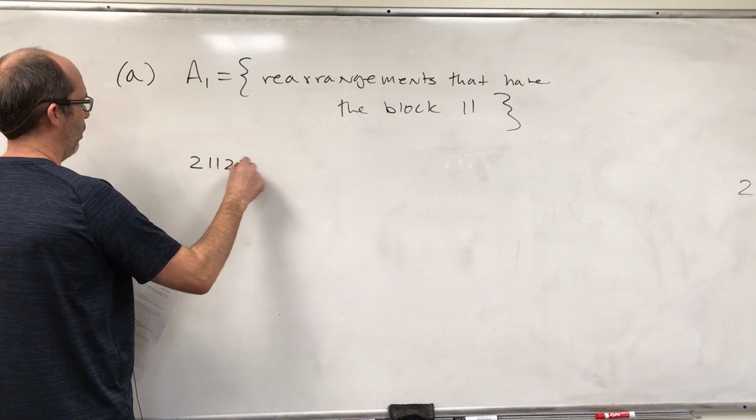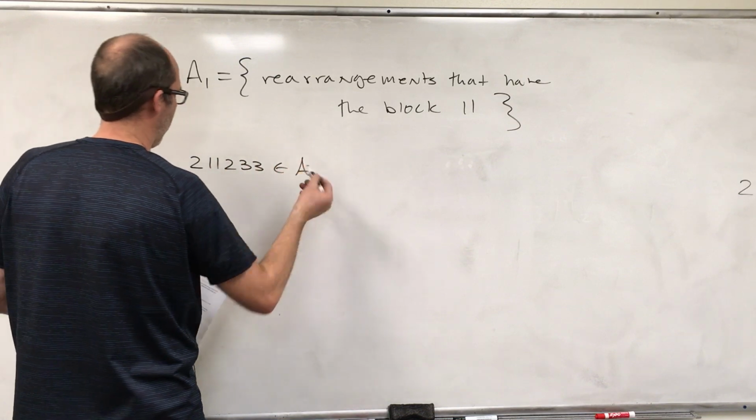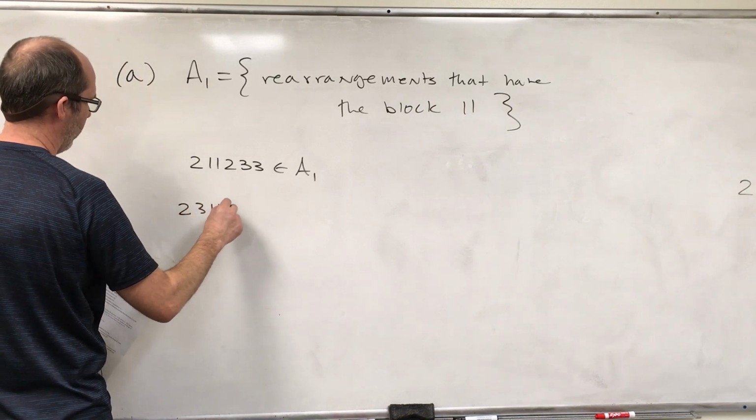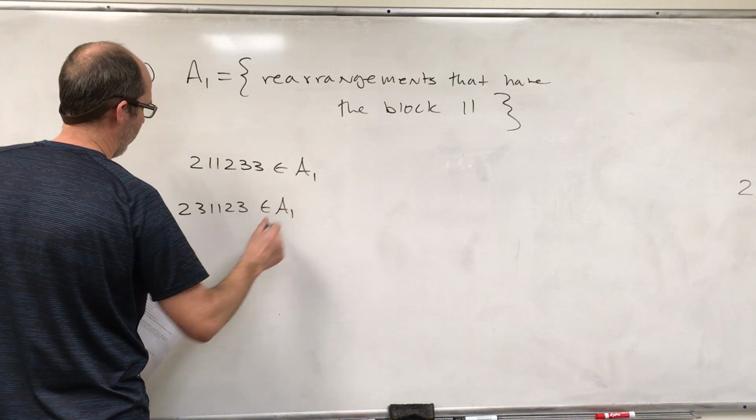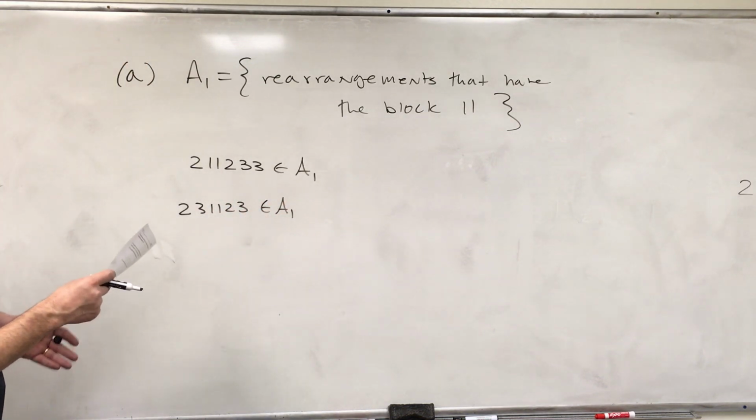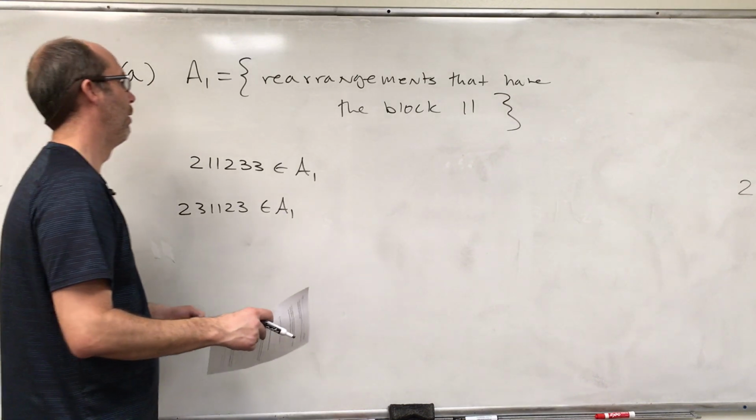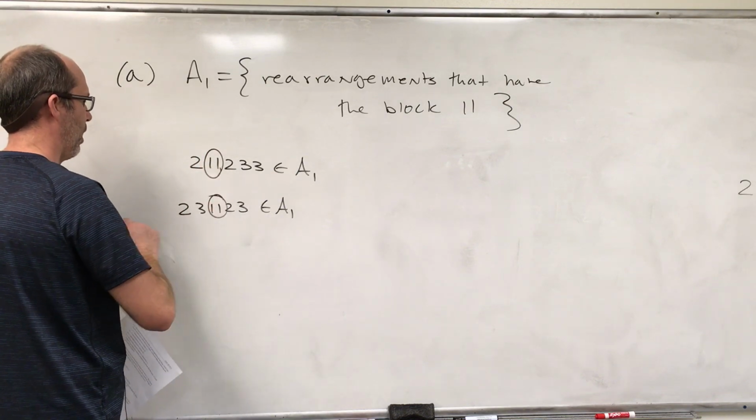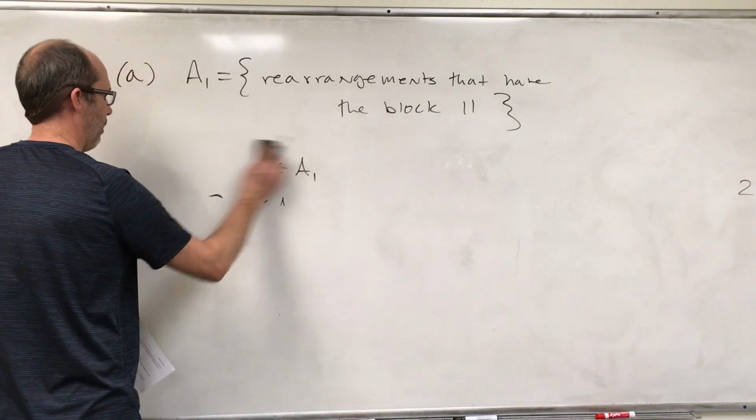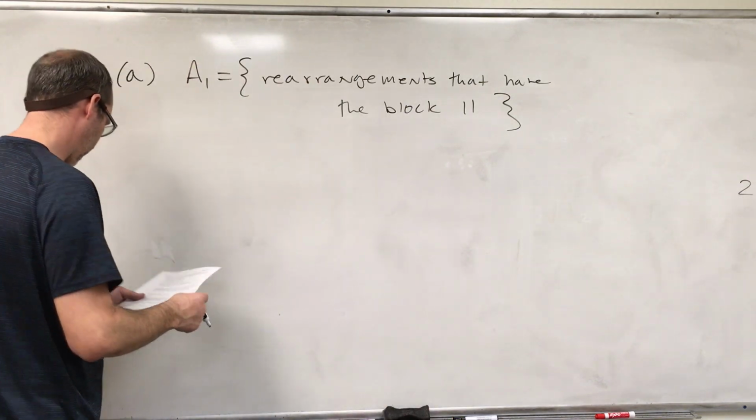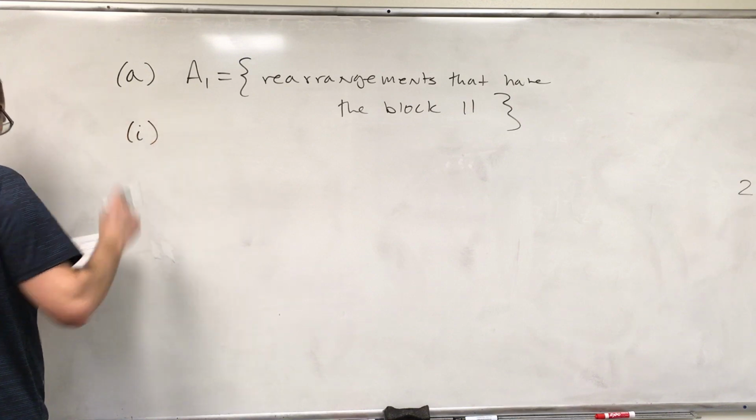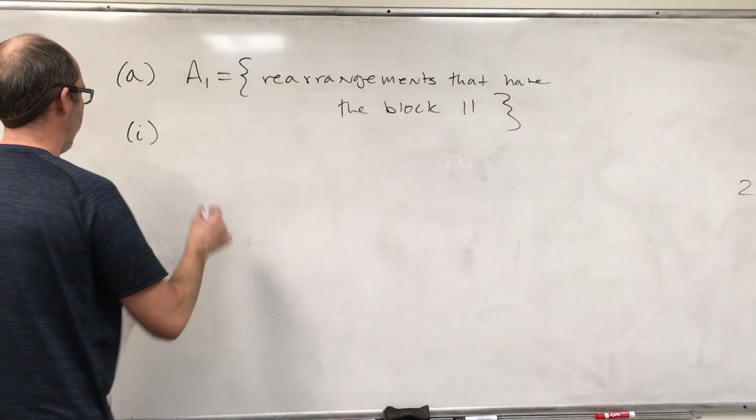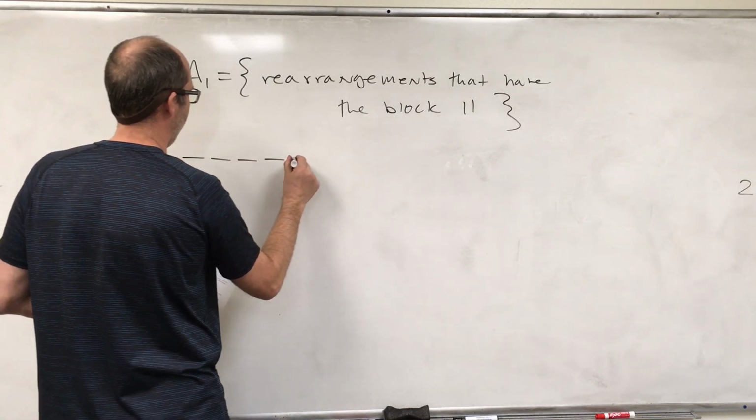Some of the things in A1, let's see, 2, 1, 1, 2, 3, 3 is in A1. Another thing that's in A1 is 2, 3, 1, 1, 2, 3. These are rearrangements of 1, 1, 2, 2, 3, 3 that leave the block 1, 1 fixed. You think of this as a block of digits. So we start by counting the number of different positions that the block 1, 1 could go in a string of length 6.